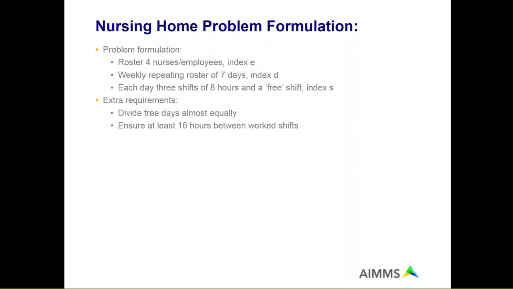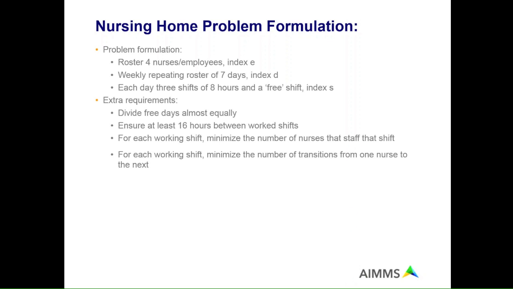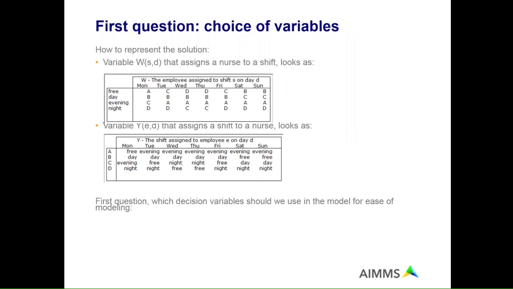We want to ensure that there are at least 18 hours between work shifts. For each working shift, we want to minimize the number of nurses that staff that shift. I'll come back to this requirement, don't worry. And even more strict, I want to minimize the number of transitions from one day to the next for each nurse, for each day. And finally, I want to pay attention to the application performance. So let's start with the first question.